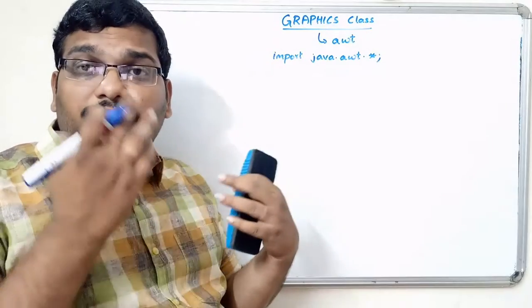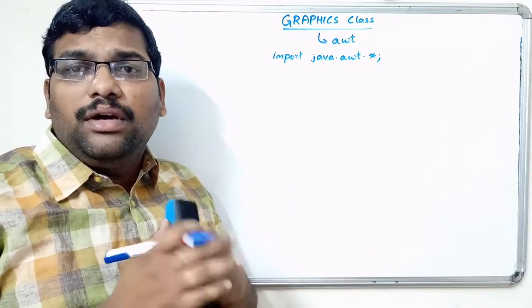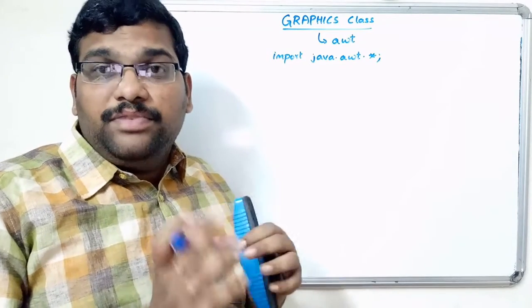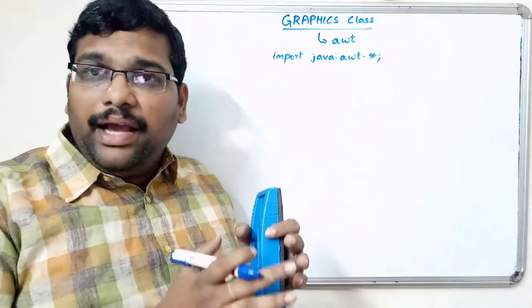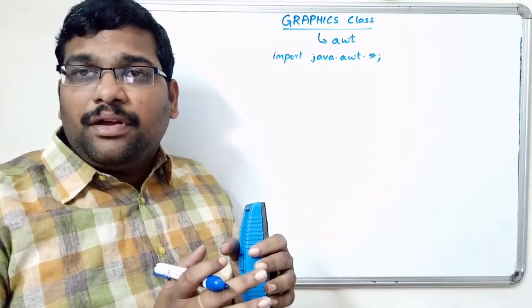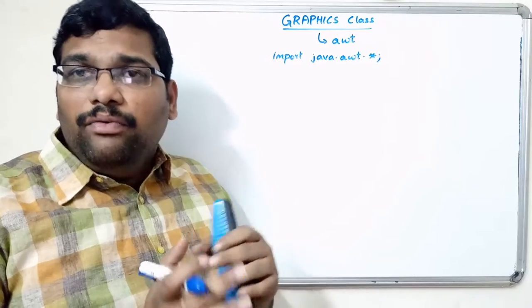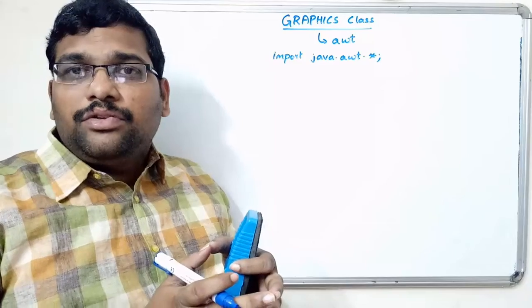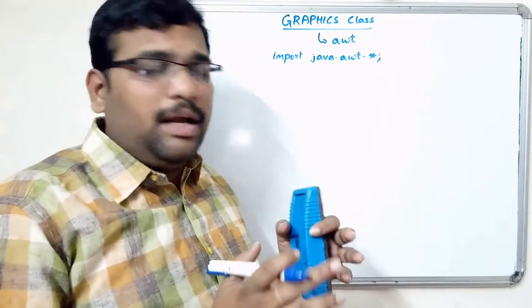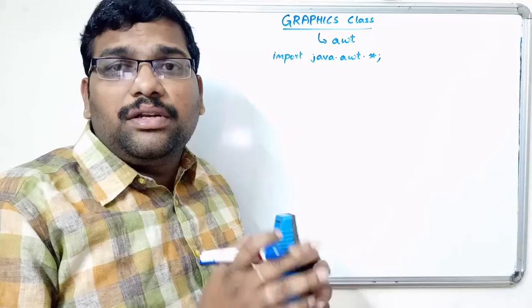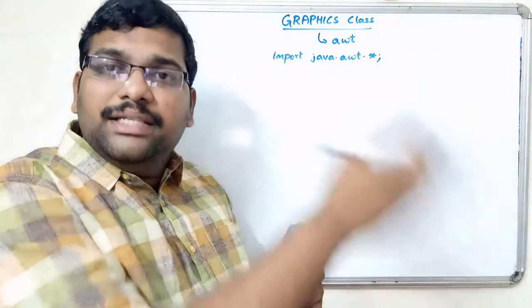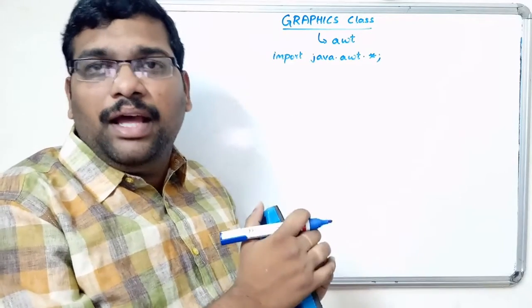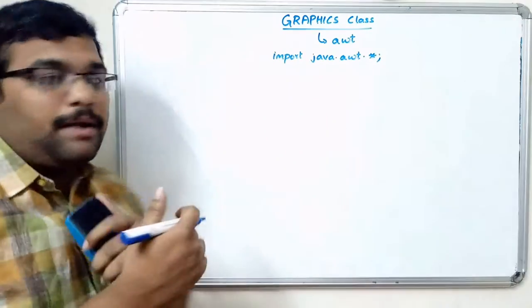The name itself indicates these methods are used to create objects, that means insert the objects on the applet. Objects are like drawing the line, drawing the text, drawing the rectangle, drawing the oval, drawing the circle, drawing the square, drawing the polygon. All these are the different methods for inserting and displaying the objects on the applet. Now let us see one by one.